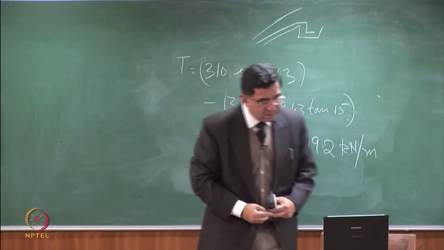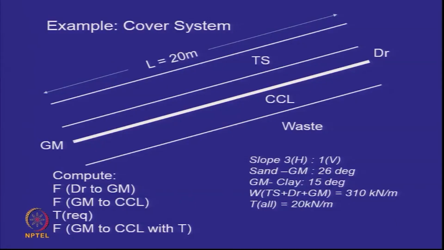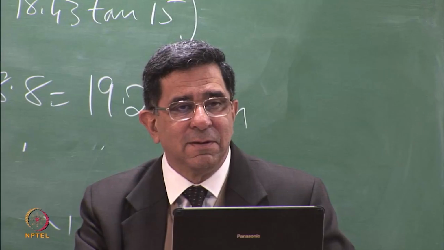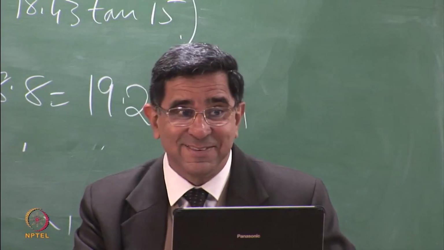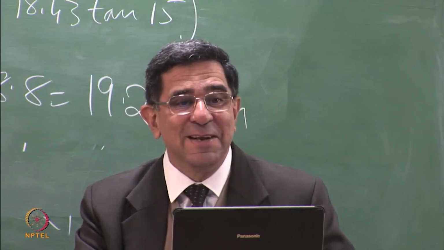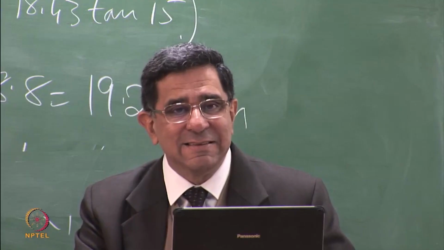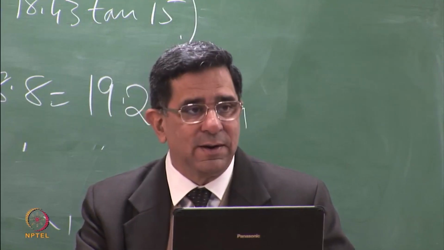Right? And let's see what is the strength of the geomembrane. T allowable is 20 kilonewton per meter. So will the geomembrane hold this? Just about. Just about. If you want a factor of safety in your geomembrane tensile capacity, you will have to put it in. But at the moment, it says that it will just hold.